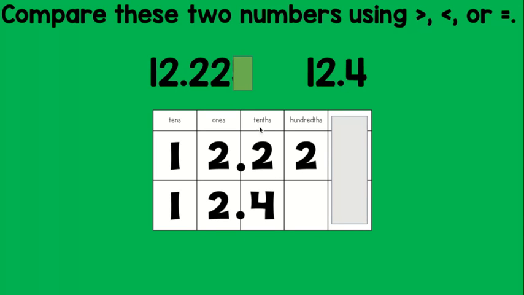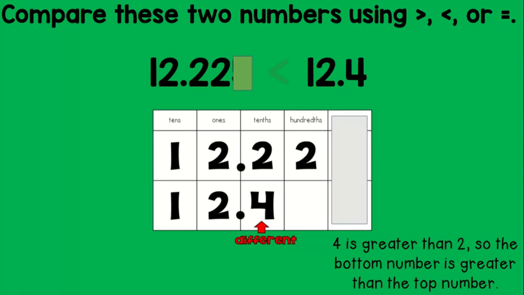But I have 2 tenths in this first number, and I have 4 tenths in this last number. So what do we know? 4 is greater than 2, so the bottom number is greater than the top number. So 12 and 22 hundredths is less than 12 and 4 tenths. Doesn't that sound crazy? I know you guys are thinking 22 is greater than 4, but remember, we're going place by place. We looked at the tens place first, then the ones place, then the tenths place. Super duper important.